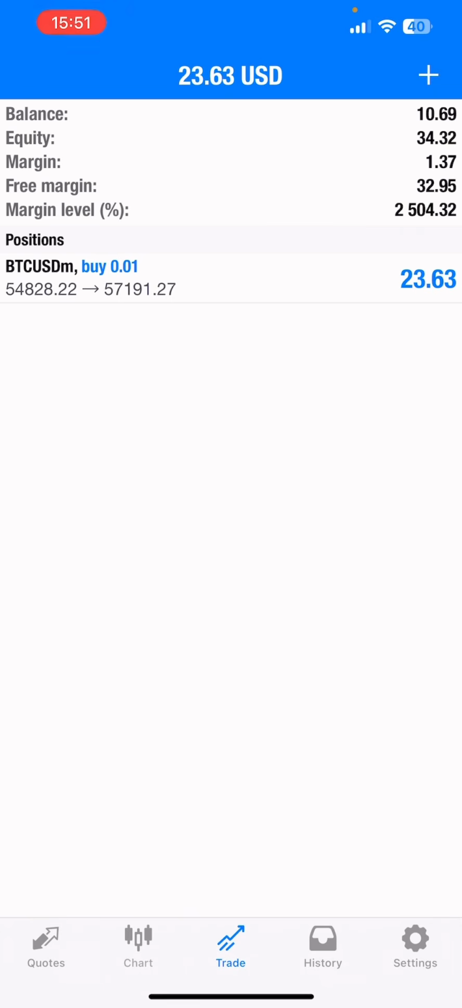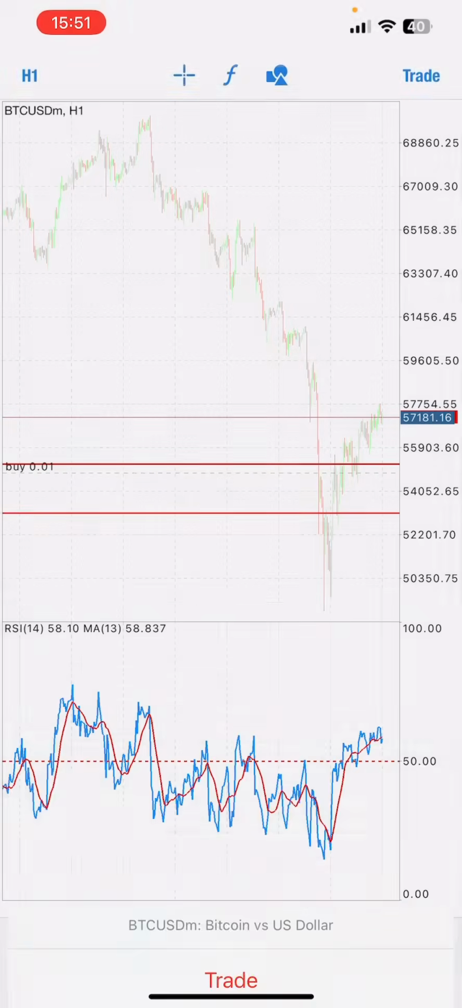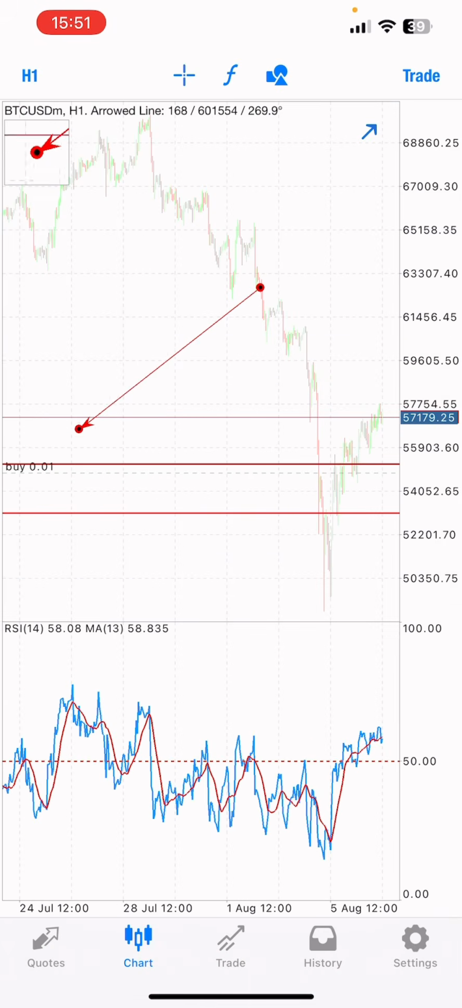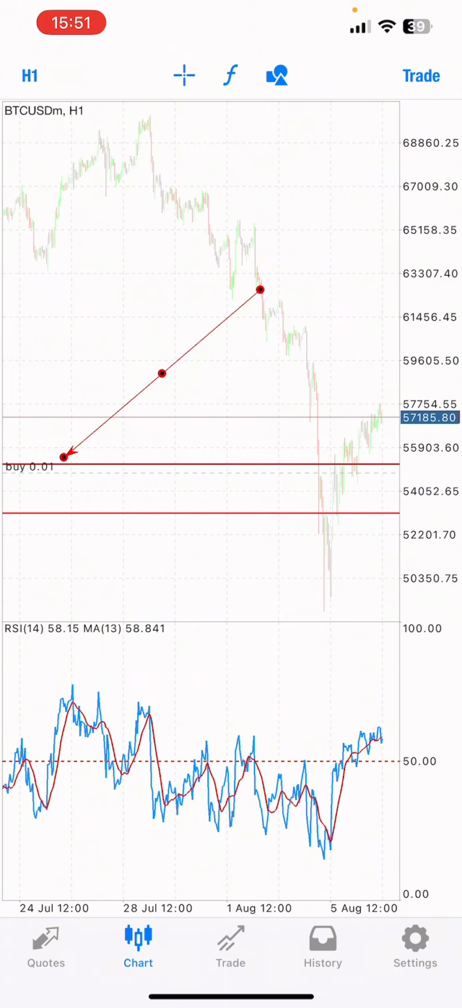Now, for example, if I want to add another position, what I will basically do is open again 0.01. Because this is the minimum lot size we have, 0.01. So this is the lot size that we have.